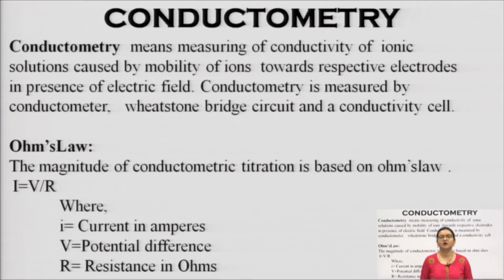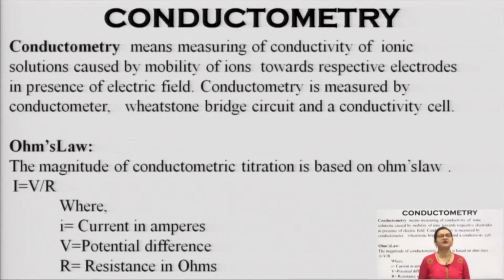According to Ohm's law, this generated current, denoted by I, the current in amperes, is directly related to the potential difference or voltage generated in the conductivity cell and is inversely proportional to the resistance inside the conductivity cell. So, simply, what is Ohm's law?